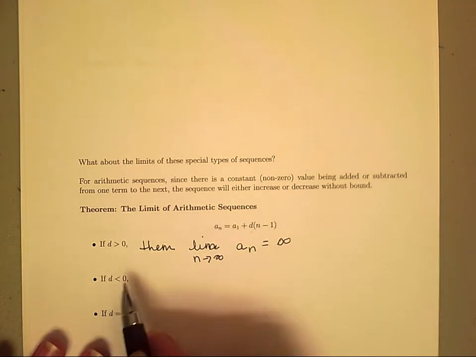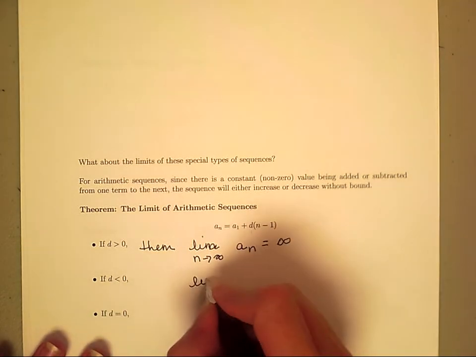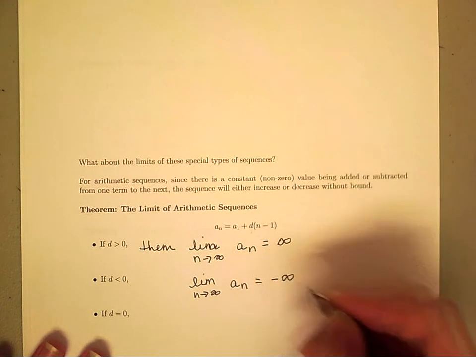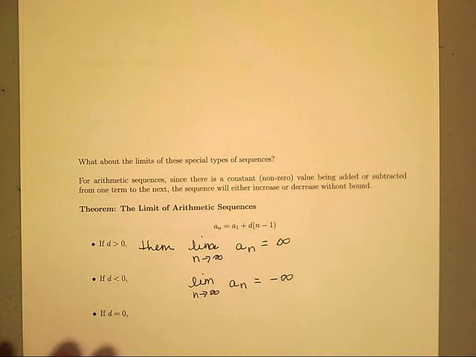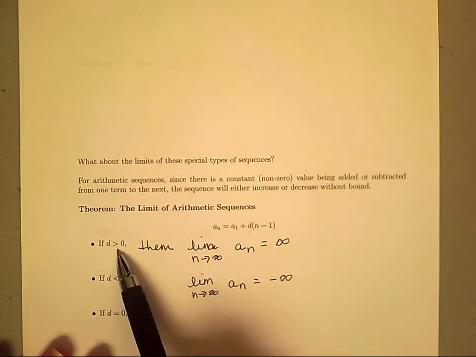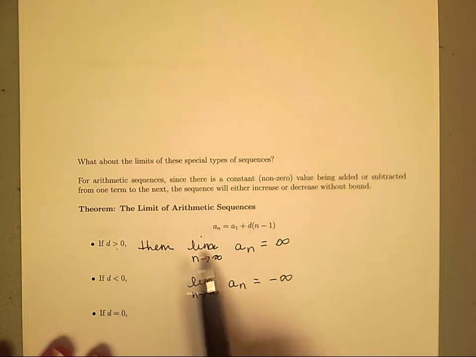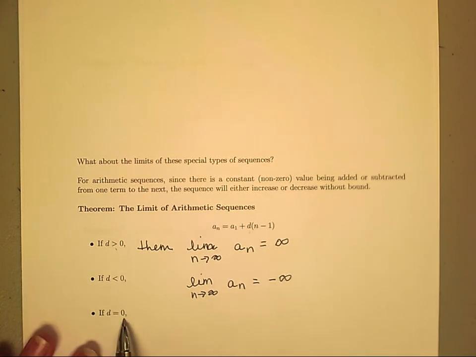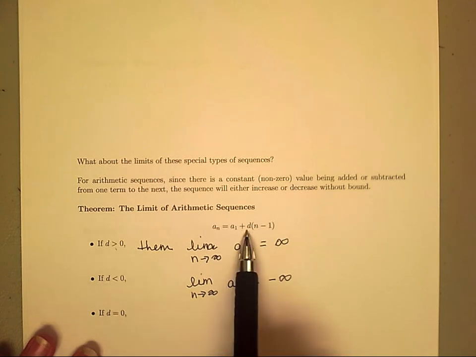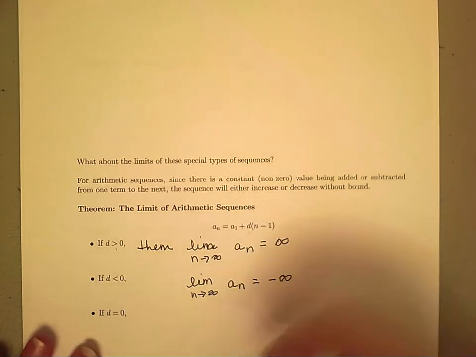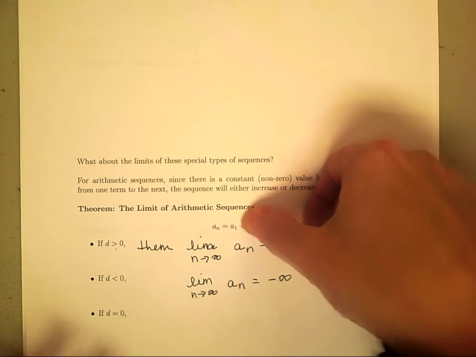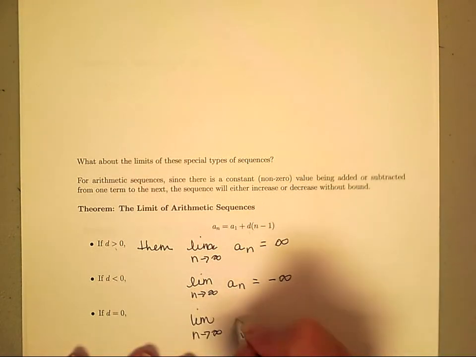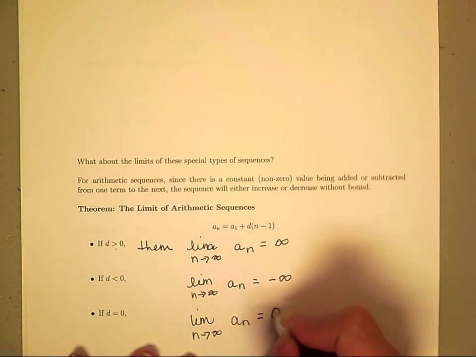Now, if it's less than 0, that is negative, you're subtracting all the time, then the limit as n goes to infinity will be negative infinity. So we have 3 cases. Where the difference is greater than 0, you're approaching infinity. If it's less than 0, you're going to negative infinity. Our third case is what happens if our common difference is 0? Well, then this term goes away, and we're simply left with a sub 1. So if the difference is 0, then the limit as n goes to infinity of your sequence will be just your first term, a sub 1.